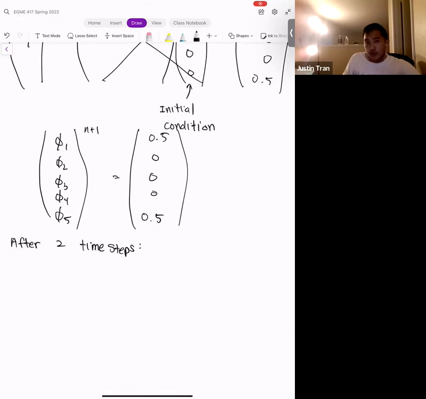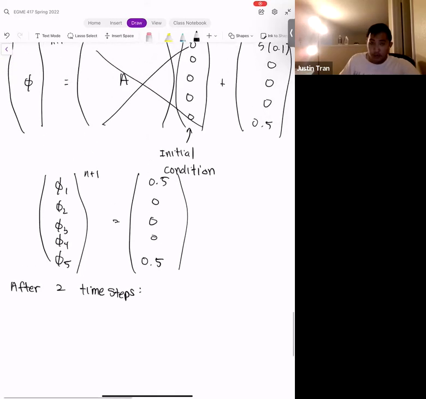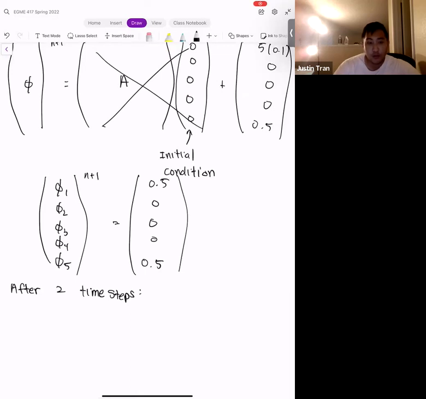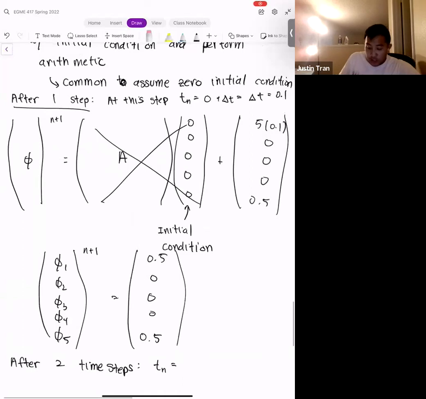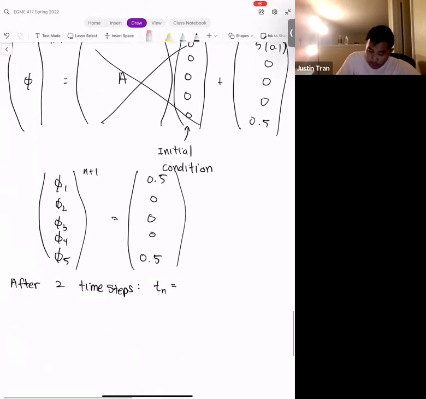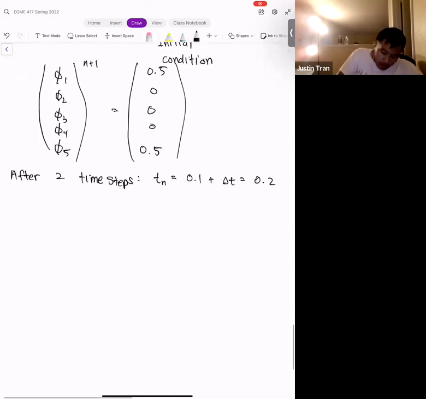After 2 time steps, we're going to advance this forward 1 more time. At this point, it's important to note what the t value is. Here we have Tn equal to whatever the previous t was. The previous Tn was 0.1, and to this, we're going to add another delta t. And so this is going to be 0.2. Let's go ahead and form our matrix system. So we have phi n plus 1 is equal to A.